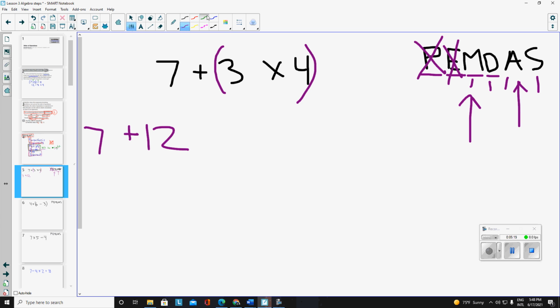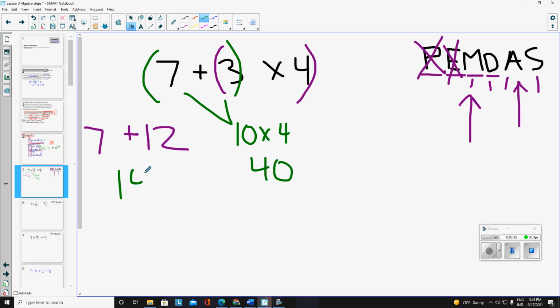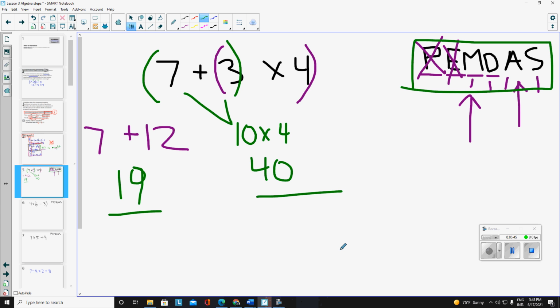Okay, what happens if you do this first? Let's see if it's the same thing. It's going to be 10 times 4. Whoa, that's 40. Oh, man, but 7 plus 12, that's 19. So, yes, the order of operations matters. What I do first actually does change the outcome. If I add and then multiply, which is what I did here, it's going to be 40. That's not the answer. The answer is 19.